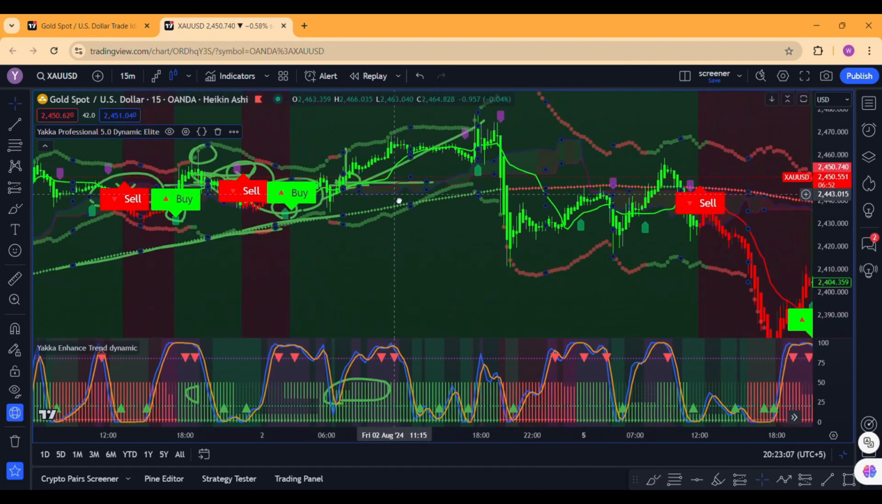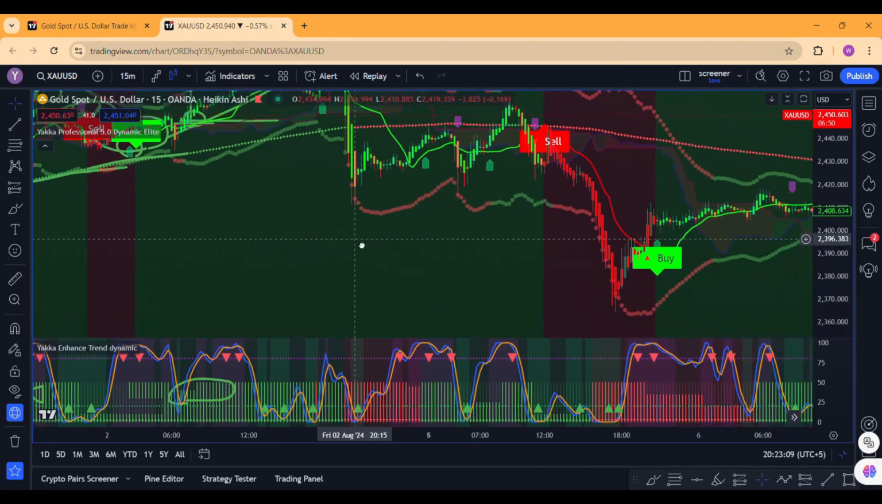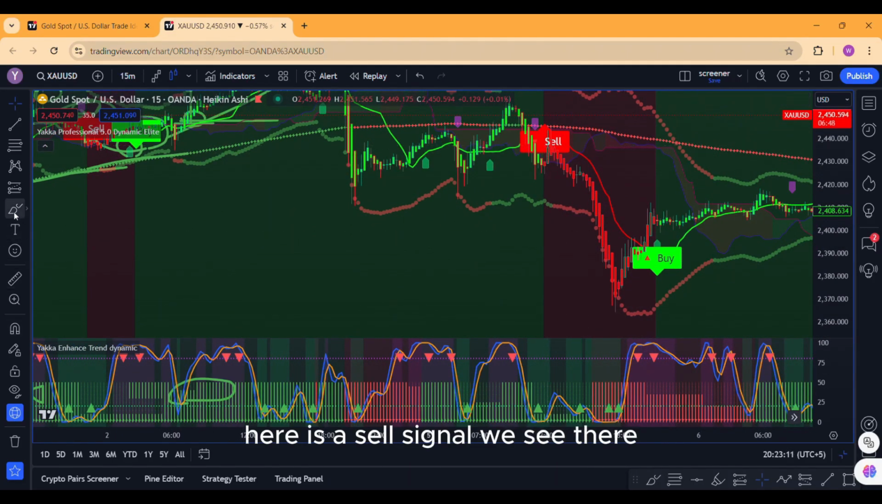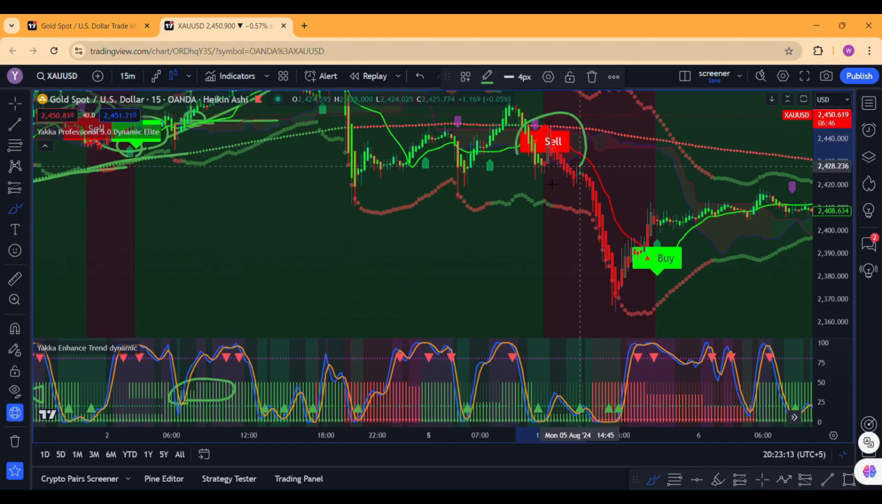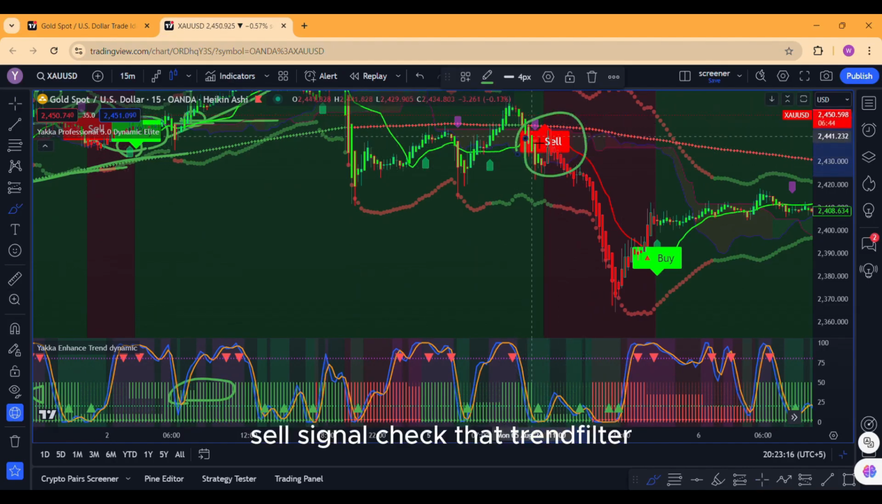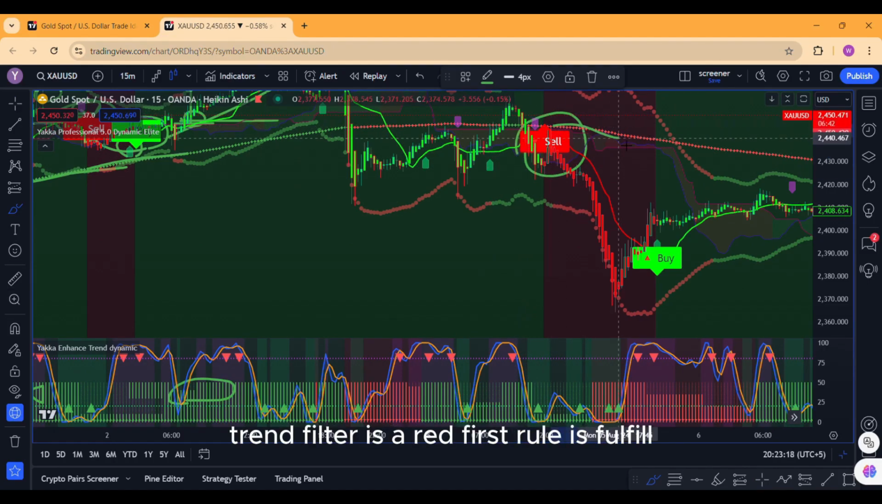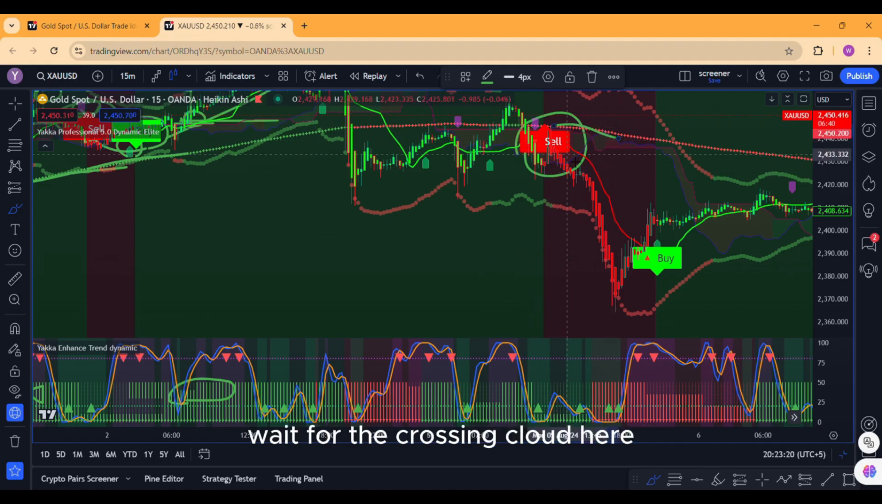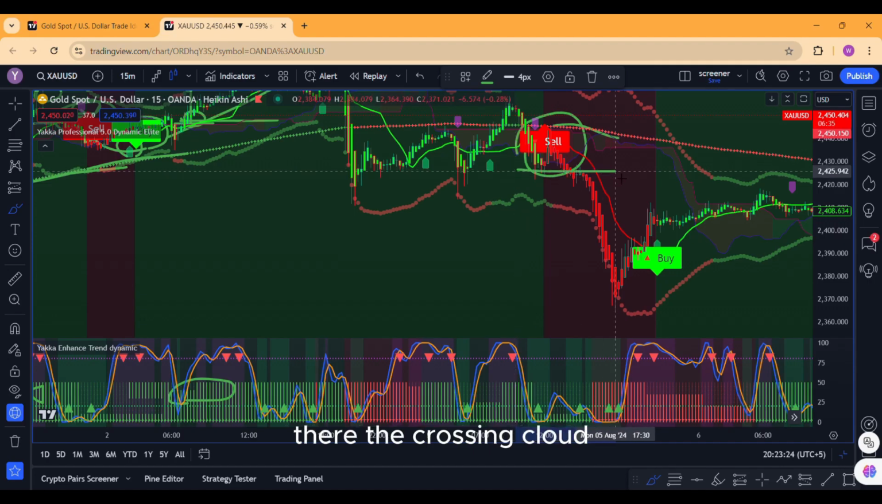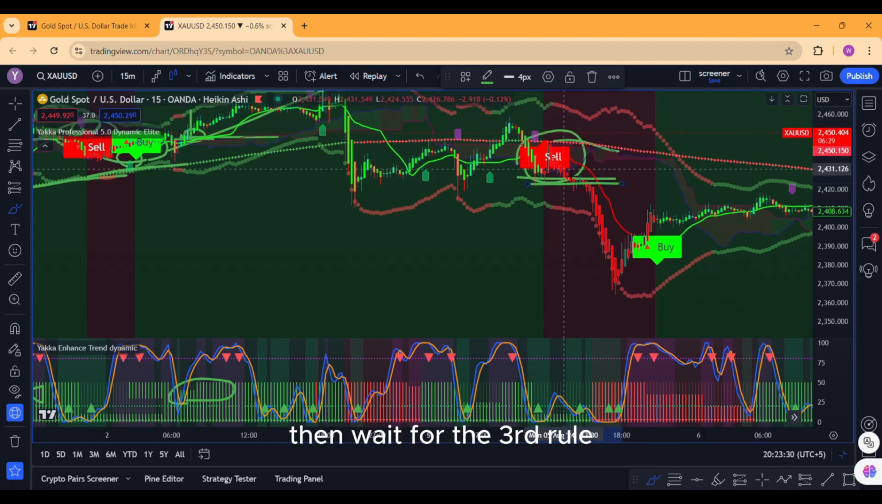Then we check the second trade. Here is a sell signal. Check the trend filter. Trend filter is red. The first rule is fulfilled. Wait for the crossing cloud. Here, there's a crossing cloud. Second rule fulfilled. Then wait for the third rule.